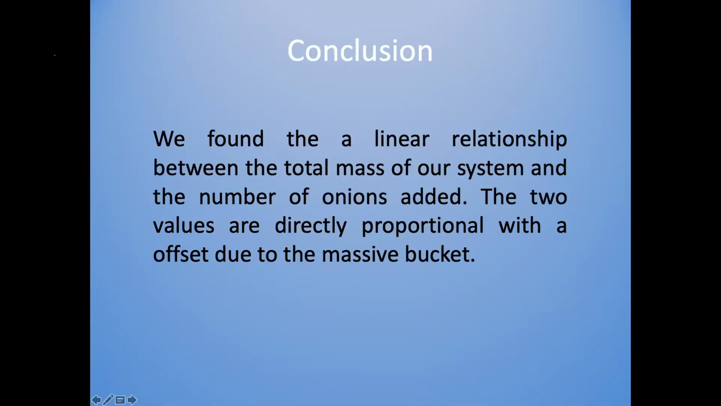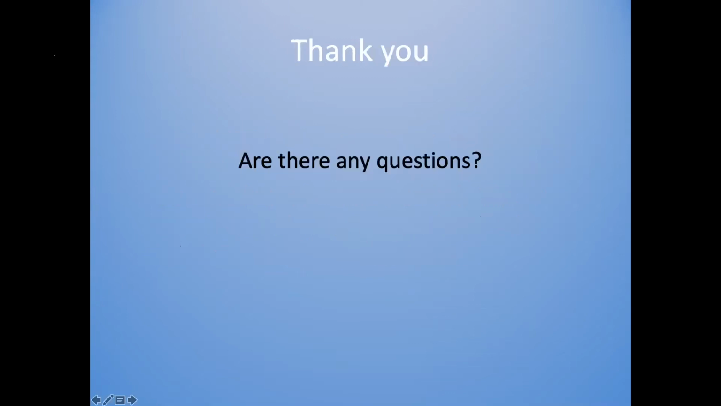So in conclusion, we found that there's a linear relationship between the total mass of our system and the number of onions added. And that is a direct proportionality due to an initial offset because the bucket is not massless, so it doesn't start at zero. But that's okay because that's a systematic thing in our experiment, and we could account for that as we talked about in our analysis. So thank you.